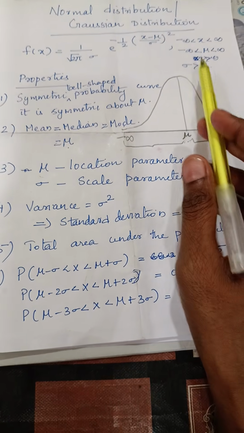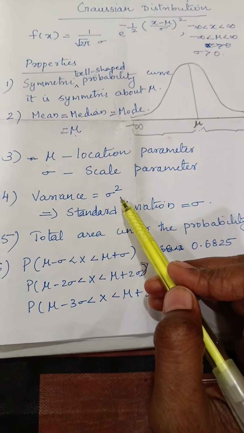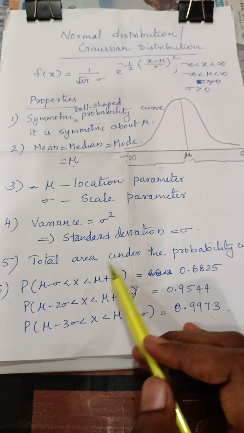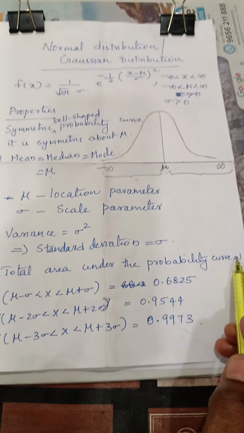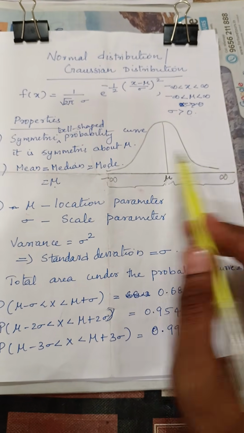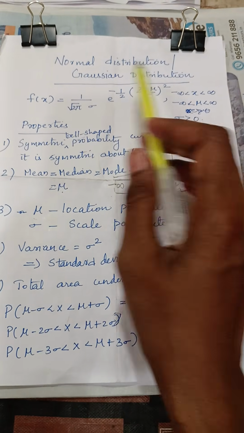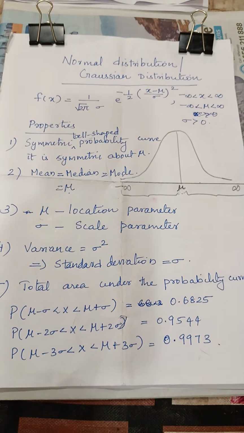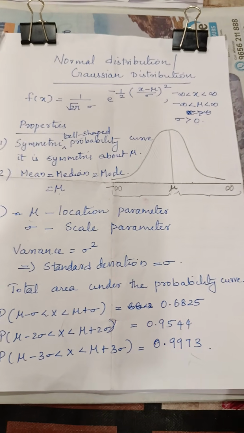As I have already told you, σ is the standard deviation, so the variance will be σ². That is the next property. Another property is that the total area under the probability curve is 1. Since this is a probability curve, when you integrate f(x) from minus infinity to plus infinity, you will get the value 1.